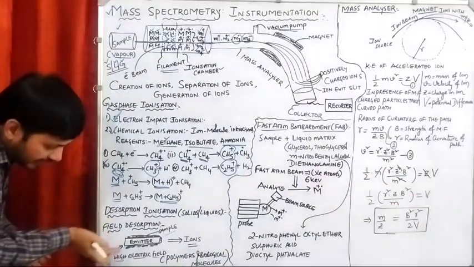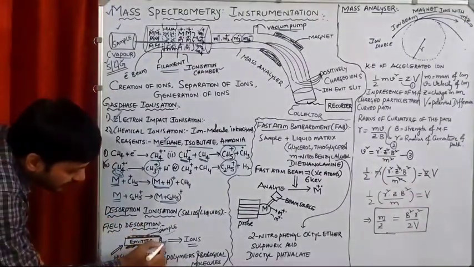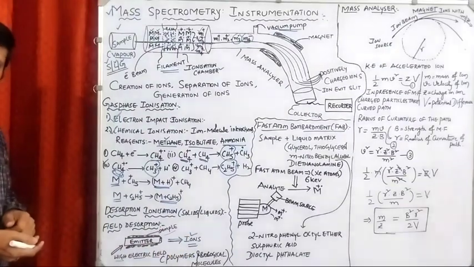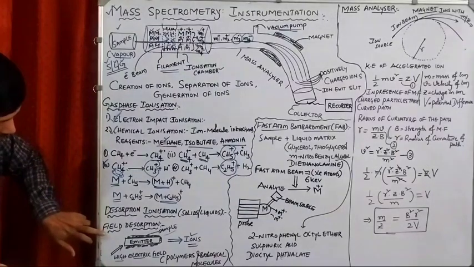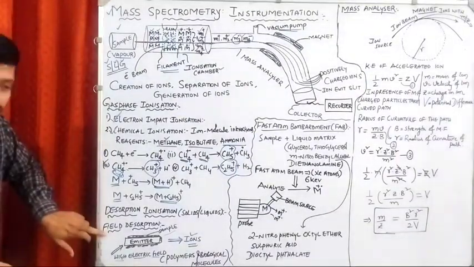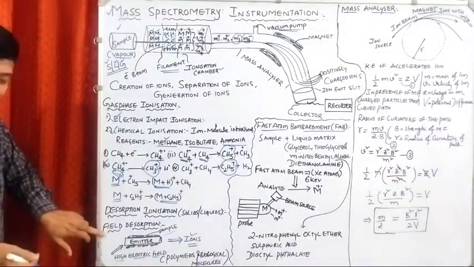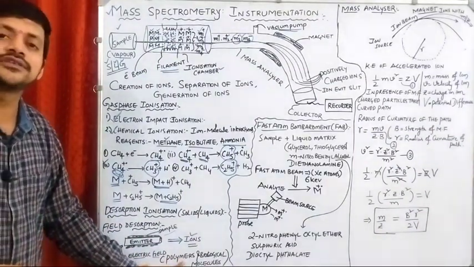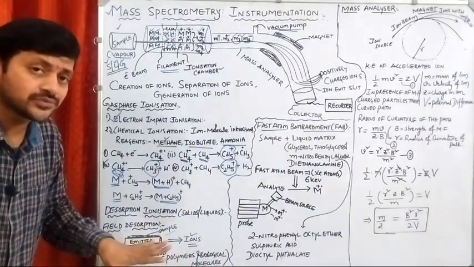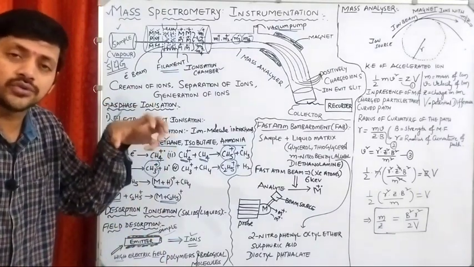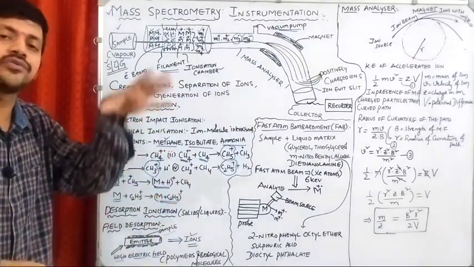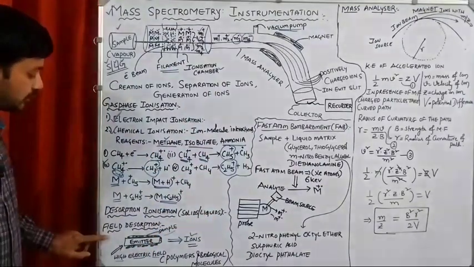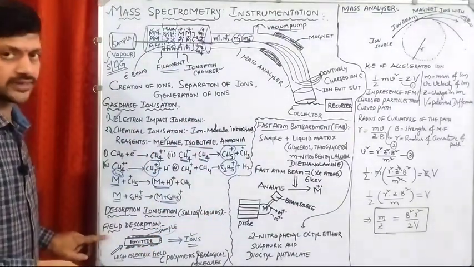Because of supplying the high electric field, what is happening? The molecules are generating the ions. This kind of phenomenon is commonly called as what? Field desorption technique. Generally, this technique is used for polymers and biologically active molecules. It means that for higher molecular weight compounds, if you want to study the mass spectra, we need to use the field desorption technique.